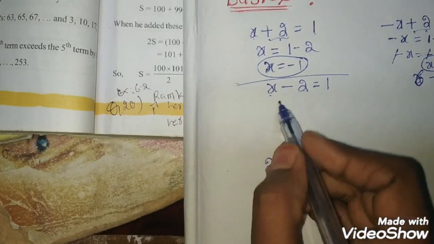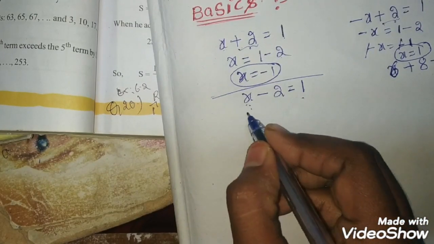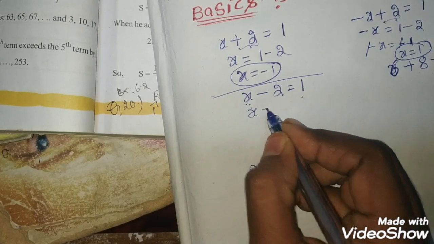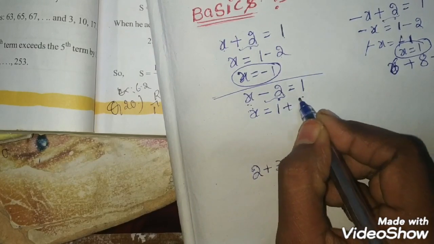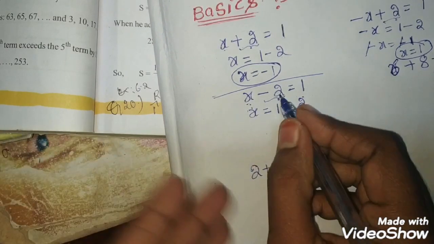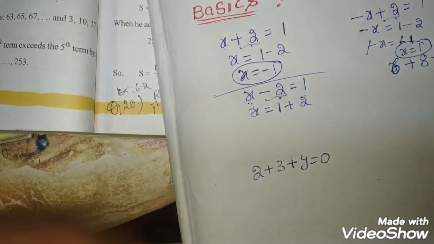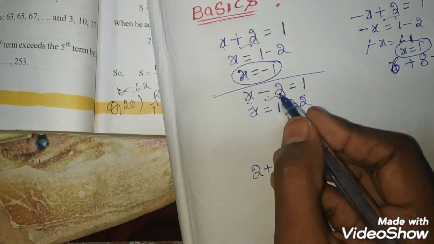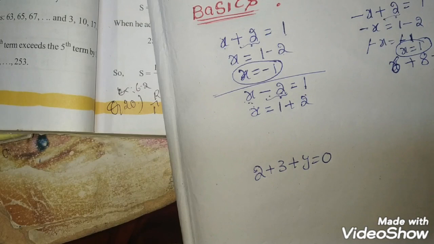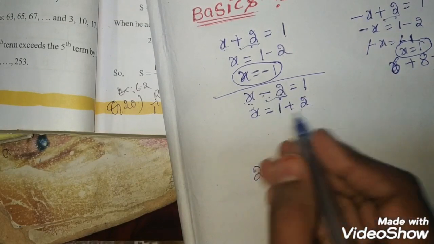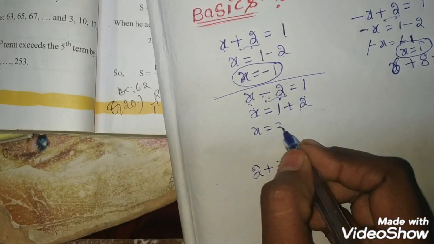X minus 2 is equal to 1. So we need to find x. So what you have to do, x is equal to 1 and minus 2 will become plus 2 because my x minus 2 is in left side and 1 is right side. If minus 2 will move to right side, then the minus 2 will become plus 2. That means the signs must be changed when the position is rearranging, then the signs must be changed like this. Minus 2 will become plus 2. So x is equal to 1 plus 2 or 3.